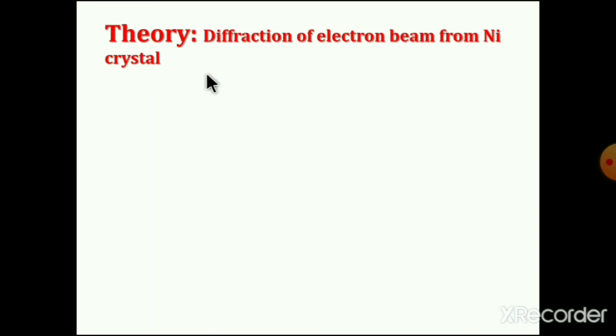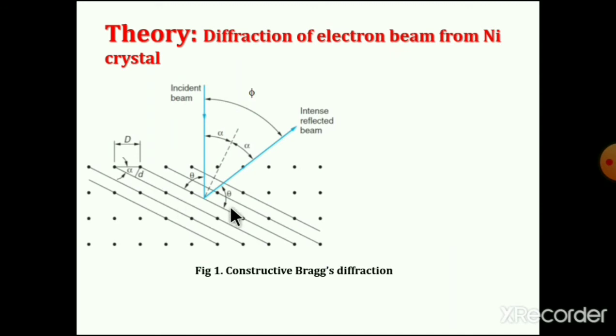Then we discuss the theory of diffraction of the electron beam from the nickel crystal. Now this is the construction of Bragg's diffraction using the nickel crystal. The figure shows the nickel crystal, composed of a number of atoms, all arranged in a regular manner. Now we choose a set of parallel planes. The separation between two parallel planes is small d, and the distance between two nearest neighboring atoms we call capital D.